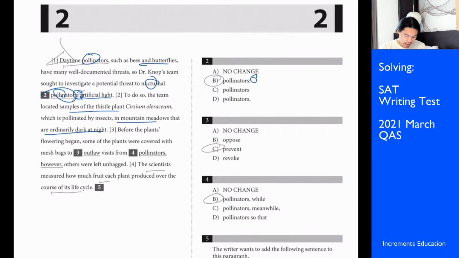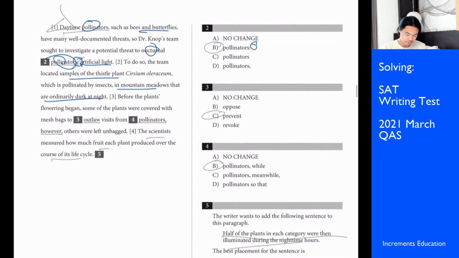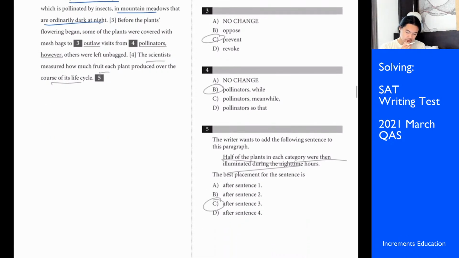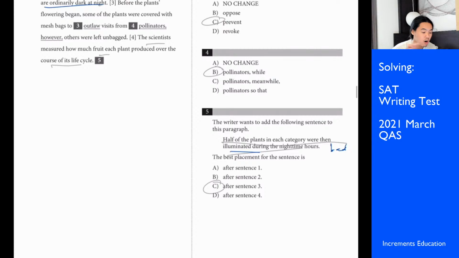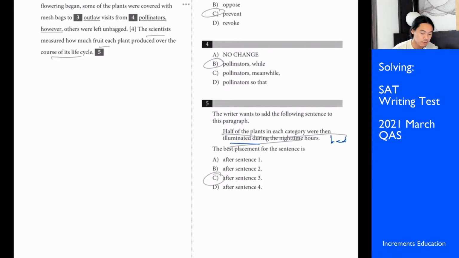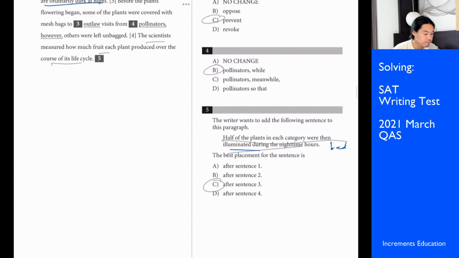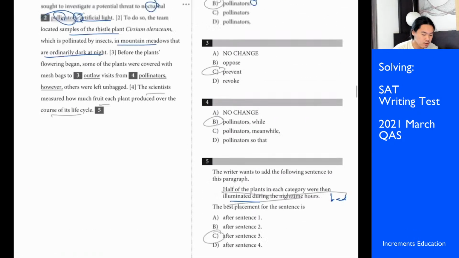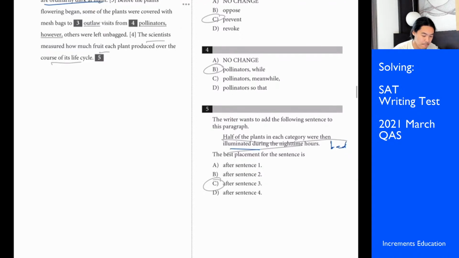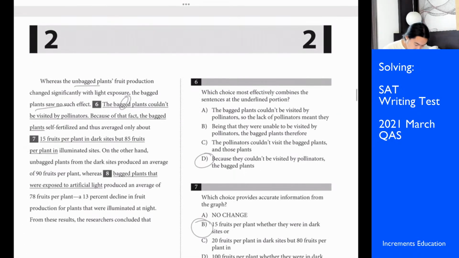Some of the plants were covered with mesh bags to, right? Yeah. I'm good with all of these. Half were then illuminated during that. So this is the bad thing, right? This is the bad thing that we want to test. What happens if you give artificial lighting? Does it harm the situation? So that's the main thing we have to be interested in, right? I totally missed that for some reason. Anyway, all of these grammatical kind of questions are totally fine. Right. Whereas the unbagged plant's fruit production changed significantly with light exposure.